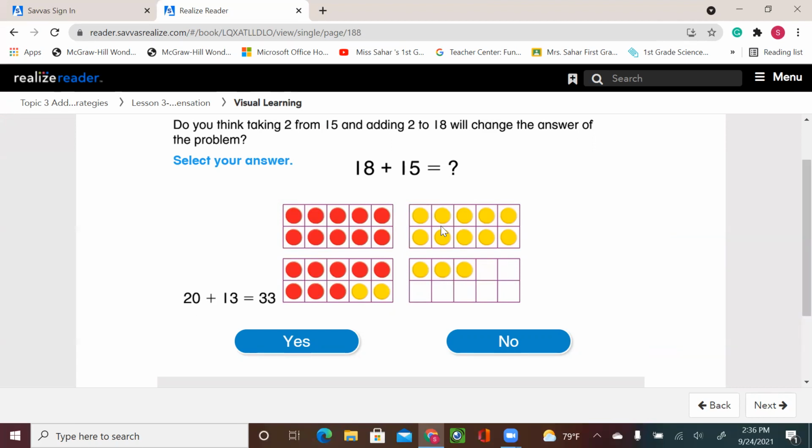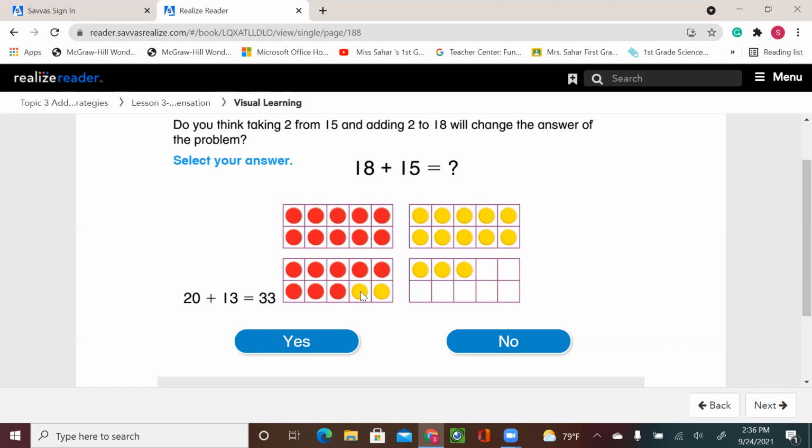Here's a 20, and I have here 10, 1, 2, 3, 13. So 20 plus 13 equals 33. The question here: when moving those 2 counters to fill the second 10 frame, do you think this makes the number different? No, because I did not take them away or throw them away. I just moved them to fill the 10 frames.